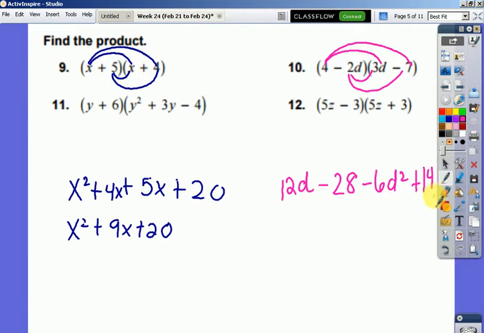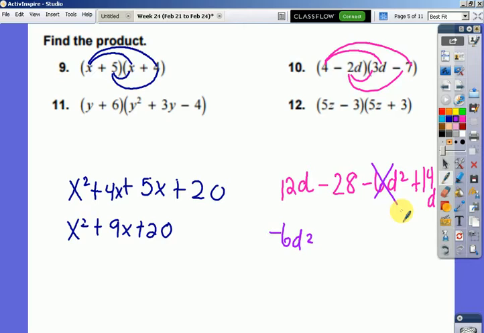terms. The order is a little bit strange here, but that's okay. You're still going to combine the terms correctly and then put it in descending order based on the exponents. So we're going to start with what term? Negative 6d squared. That's gone. Remember, I like to cross mine off.